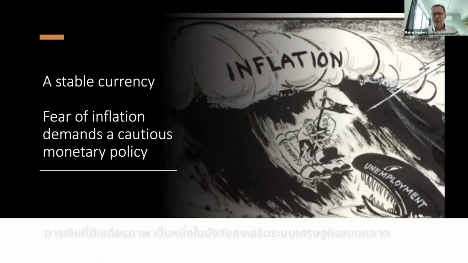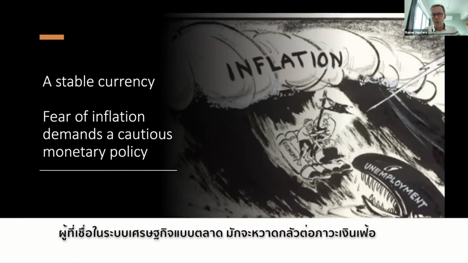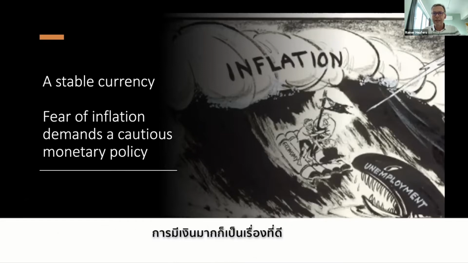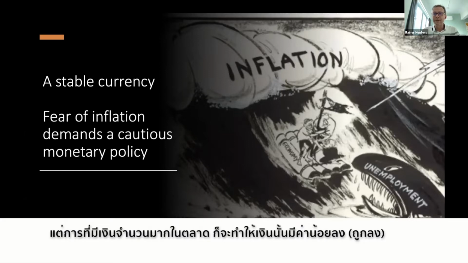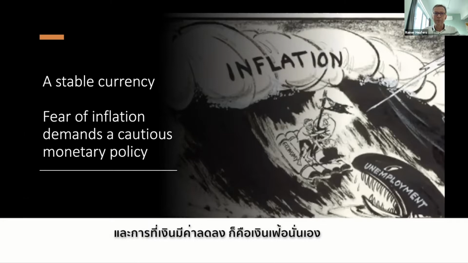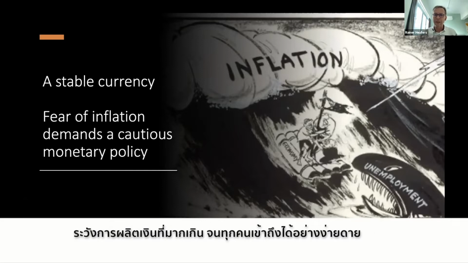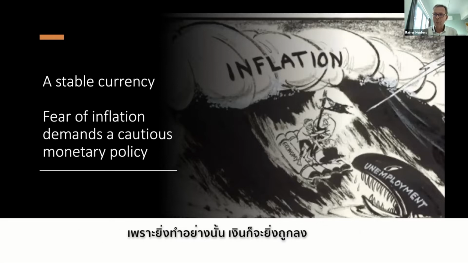And people who believe in a market economy usually are very fearful of this inflation and therefore do not want to have a very loose monetary policy, because money at the end of the day is also a good. The more of it you put in the market, the fear is the cheaper it will get, and cheaper money is basically inflation. So the idea is, do not be too loose with putting money in the market. Do not print lots of money. Do not make it so easily available for everyone, because the more you do that, the cheaper it gets, and the more we are at risk of inflation.